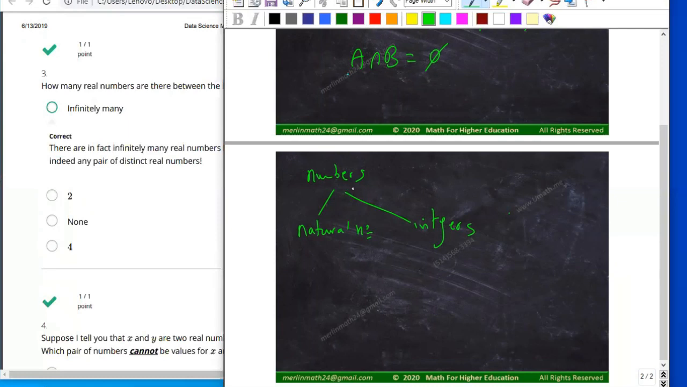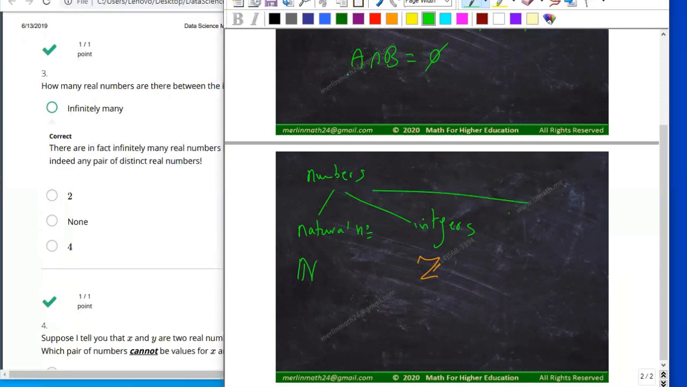Natural numbers, integers. The natural is the set N. Integers would be the set Z. So this is Z. Some would write it this way, capital. What else do we have?